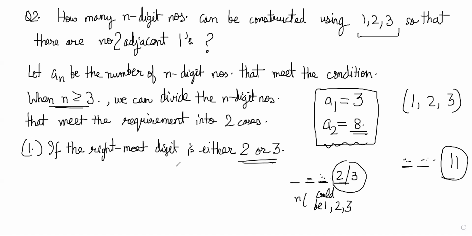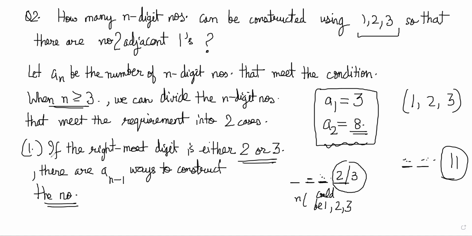So therefore, what we can say is there are n minus 1 ways to construct the number. Why n minus 1 ways? I will just explain with a more concrete example.